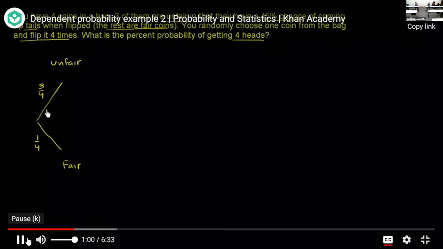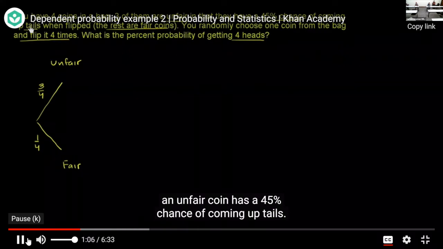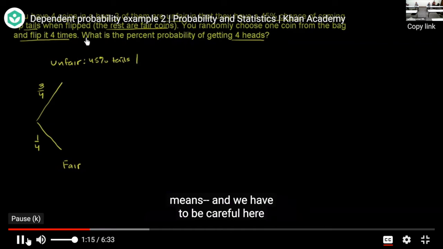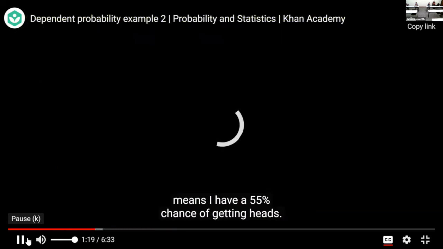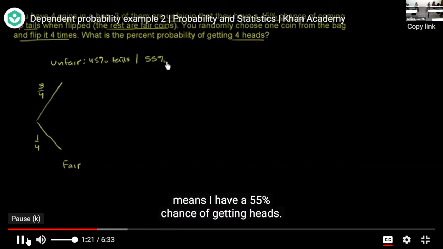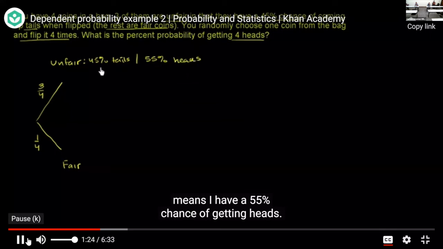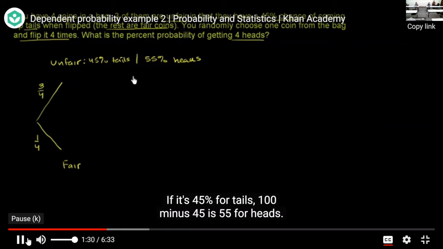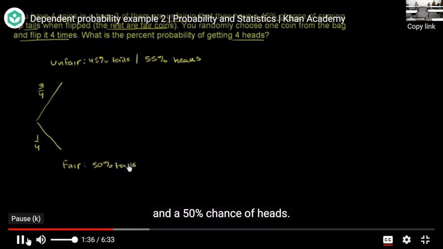Now, given that I have, so unfair, let's remind ourselves, unfair coin has a 45% chance of coming up tails. So this means that I have a 45% chance of tails, which also means we have to be careful here because they're asking us about heads. If I have a 45% chance of getting tails, that means I have a 55% chance of getting heads, right? I have a 100% chance of getting one of these two. If it's 45% for tails, 100 minus 45 is 55 for heads. For the fair coin, I have a 50% chance of tails and a 50% chance of heads.